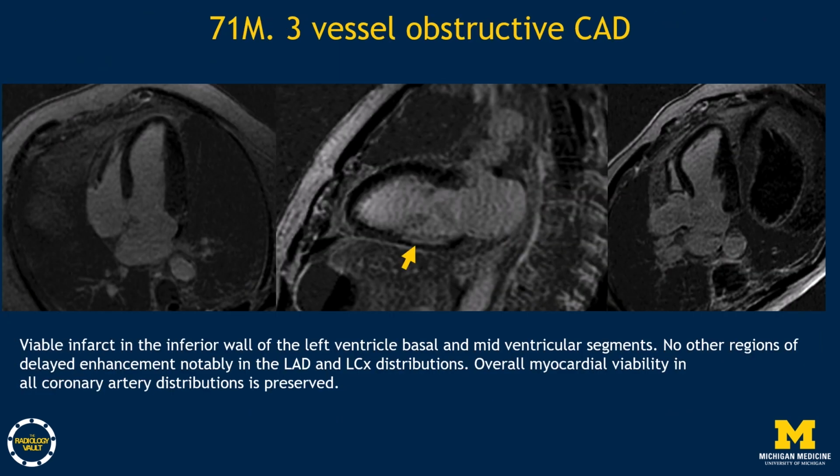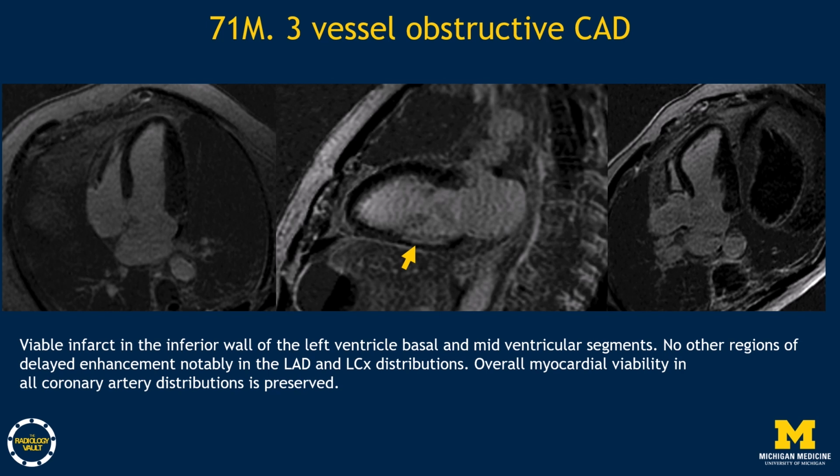Late gadolinium enhancement images in long axis planes show subendocardial late gadolinium enhancement in the inferior wall of the left ventricle. Notice the transmural extent of late gadolinium enhancement is less than 50%. There are no other areas of enhancement, no other segments in the left ventricular myocardium show enhancement or infarction. There's only a small area of enhancement or myocardial infarct scar in the inferior wall of the left ventricle.